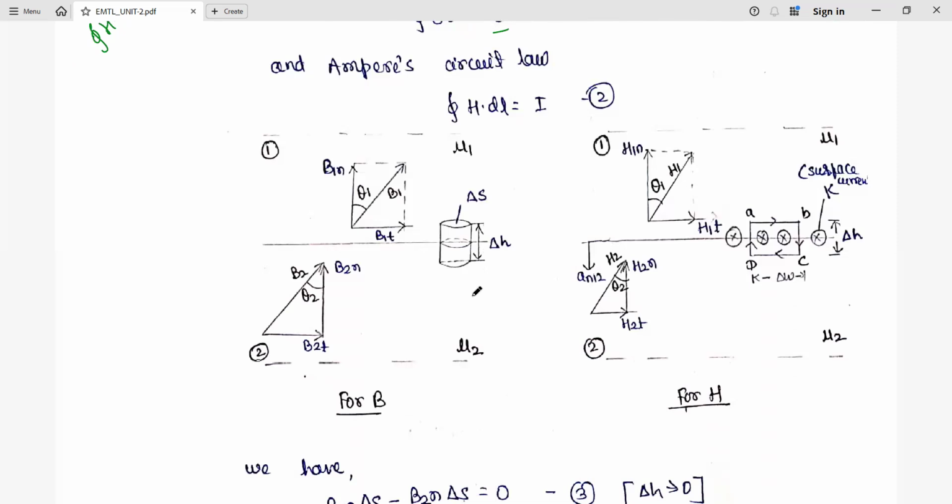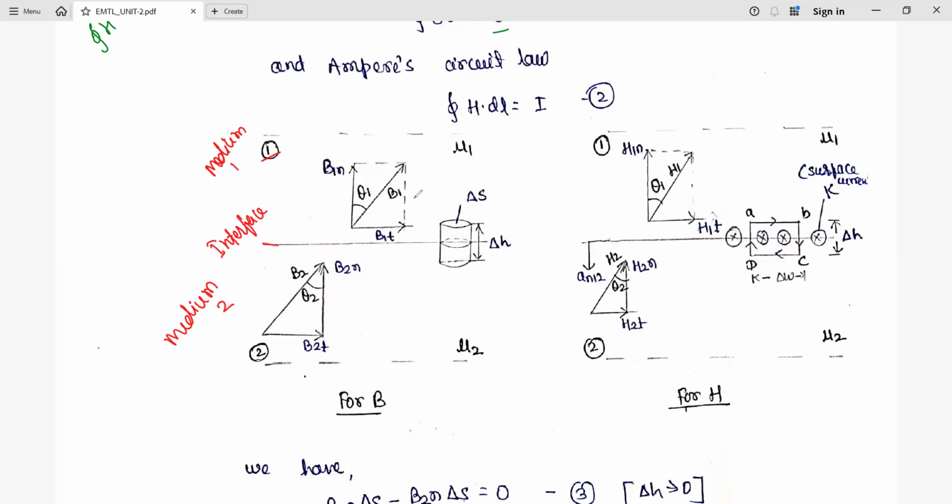Now in this situation, if you observe the diagram carefully, this is medium 1. The upper side we are considering as medium 1, and here we are considering medium 2. Now this one is the interface, and that interface is called the boundary.